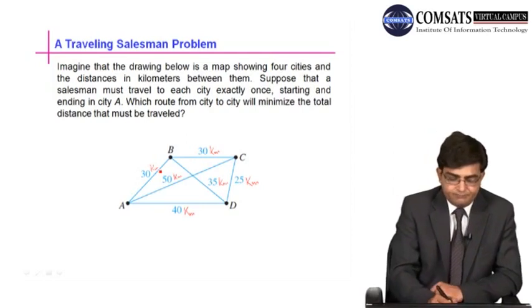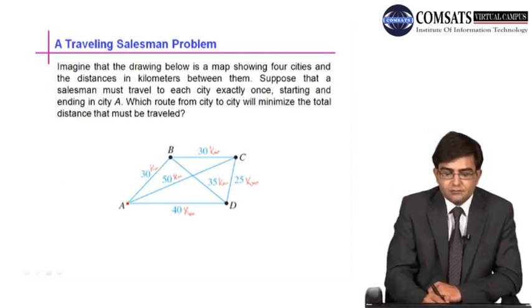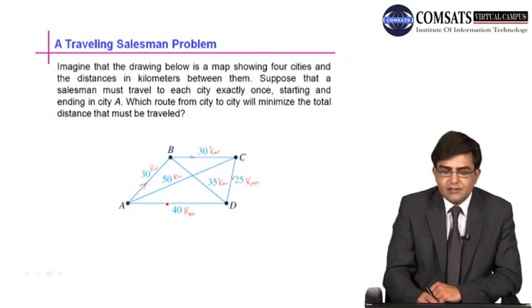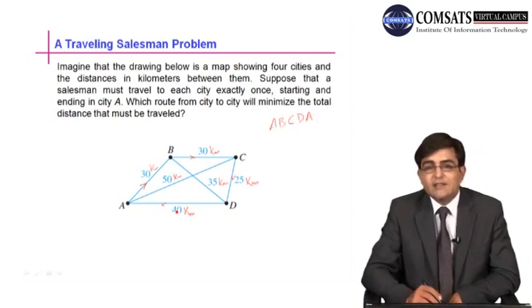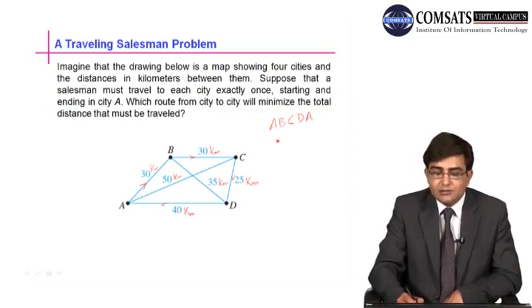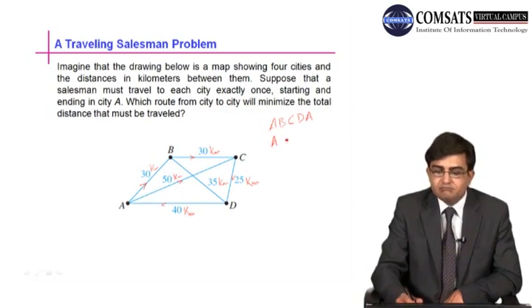So he can use this path from A to B, B to C, C to D, D to A. So this is A, B, C, D, A. This is one example of a Hamiltonian circuit. He can use A, C, then B, then D, and then A.